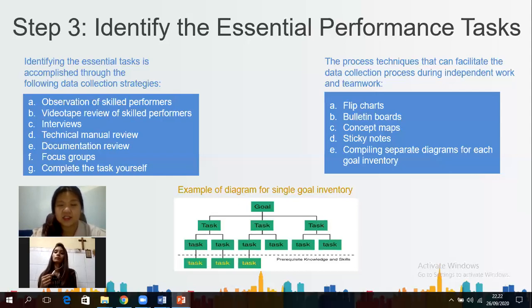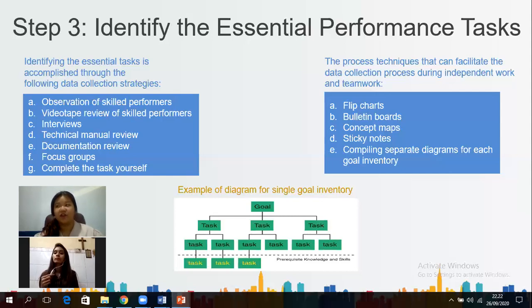Okay, so next are the process techniques that can facilitate the data collection process during independent work and teamwork. The first is flip charts and bulletin boards. We can make a concept map, so it will be easier for them to understand. And sticky notes.